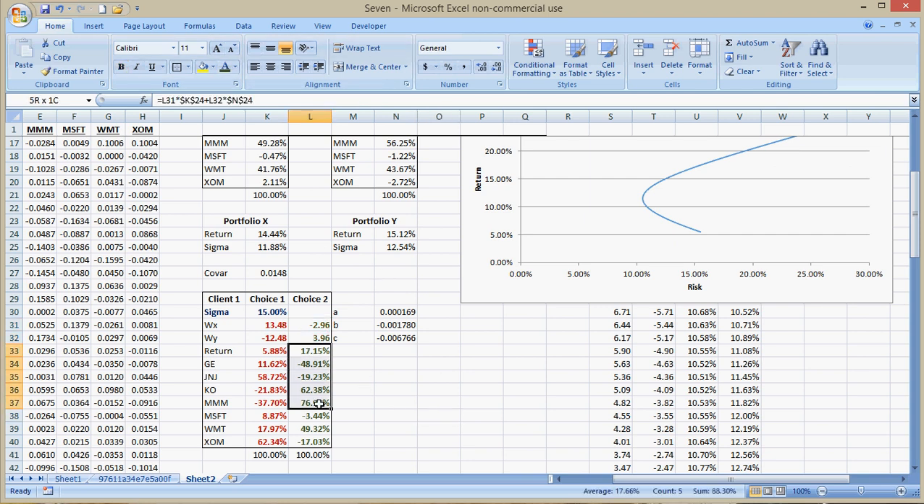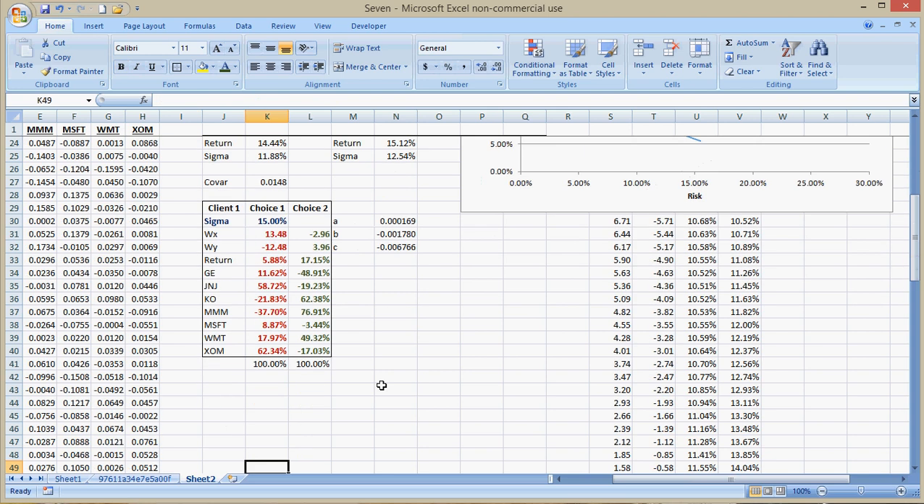So this is how I want to invest. I can tell the client, if you put these amounts in these different stocks, so if you have $1 million, a million times minus 0.48 in GE, and you'll get this return of 17%, and your volatility will be 15.